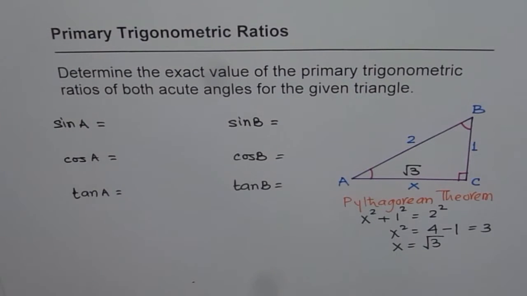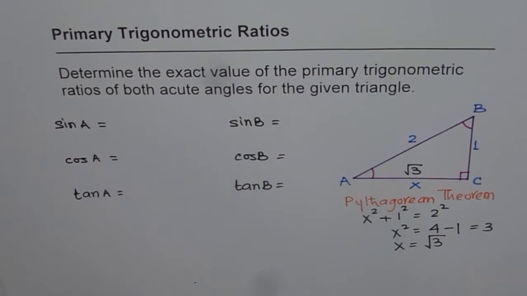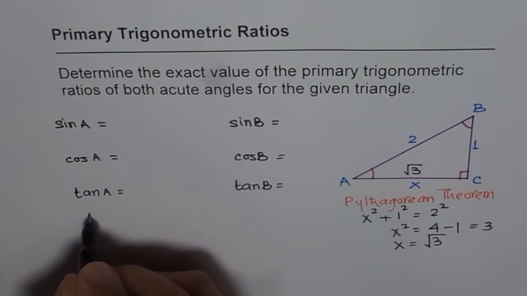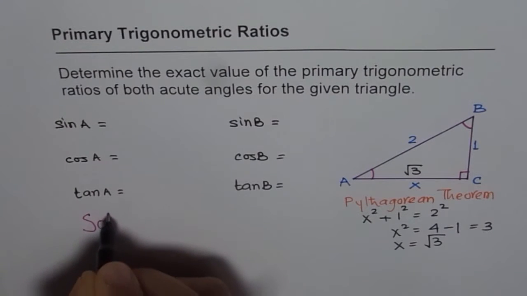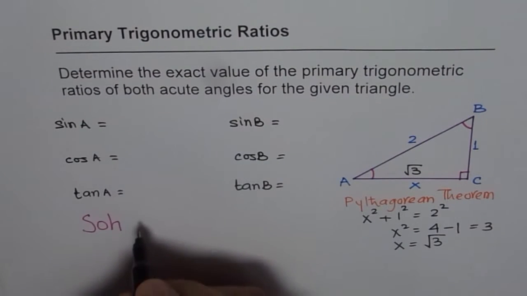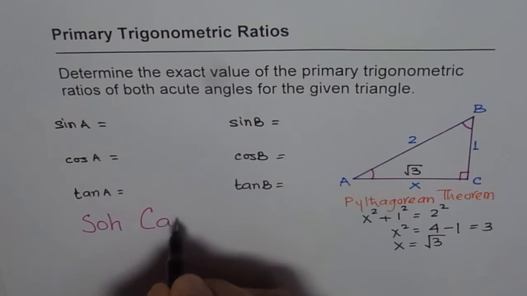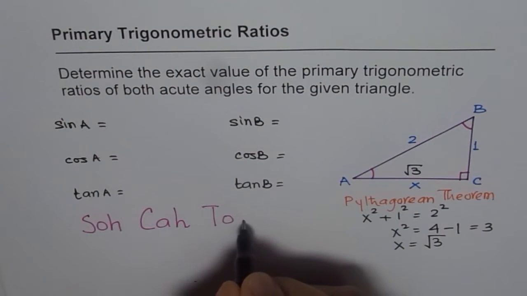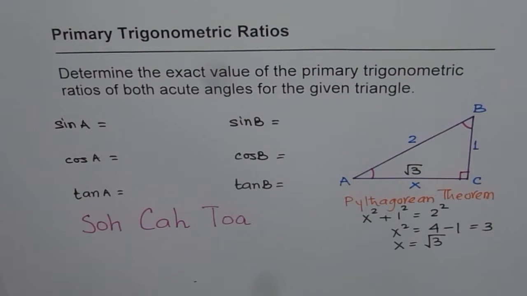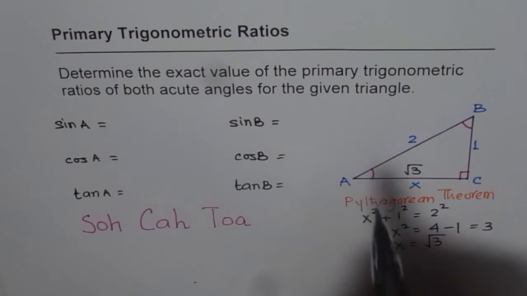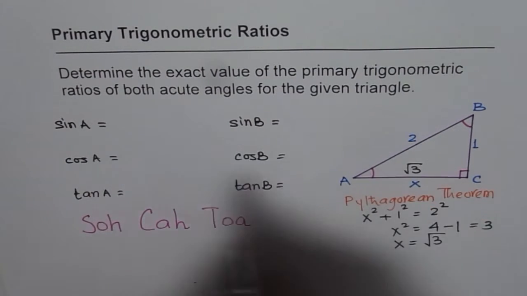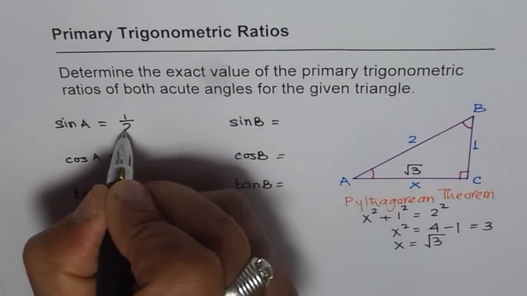Now what is sine? Well, we also remember SOHCAHTOA, right? Sine is opposite over hypotenuse. Let me write down that also. Sine is opposite over hypotenuse. Cosine is adjacent over hypotenuse, and tan is opposite over adjacent, right? So we'll make use of this also and fill it up. So sine of A, if you see from A point of view, opposite is 1 and hypotenuse is 2. So sine of A is 1 over 2.